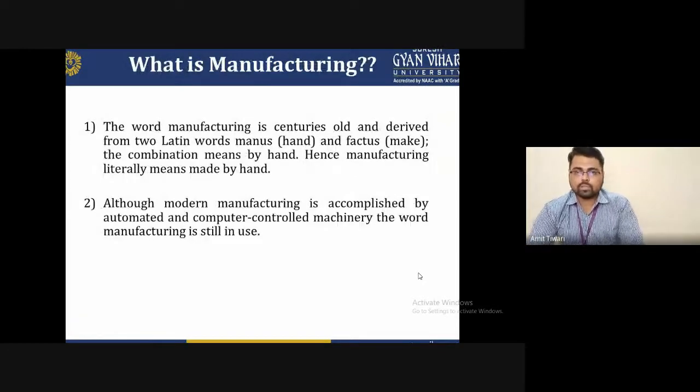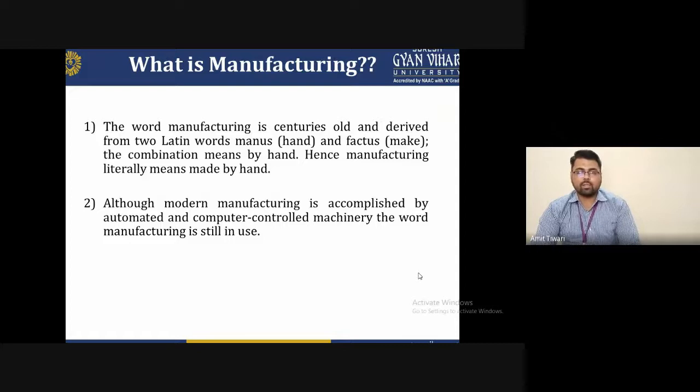Now the question is, what is manufacturing? Manufacturing is defined from two Latin words: manus, meaning hand, and factus, meaning make. So it is made by hand, or whatever you fabricate or manufacture with your own hand, we can say that is manufacturing.